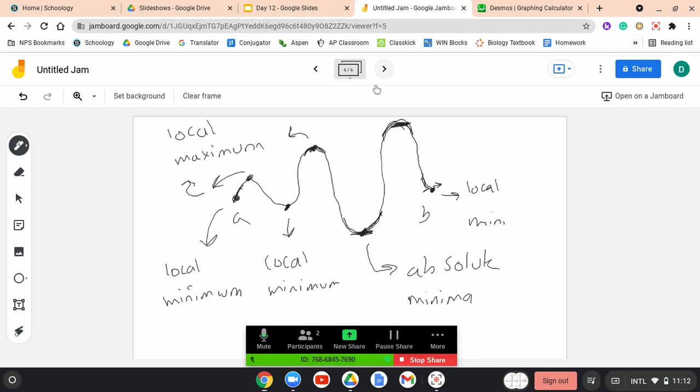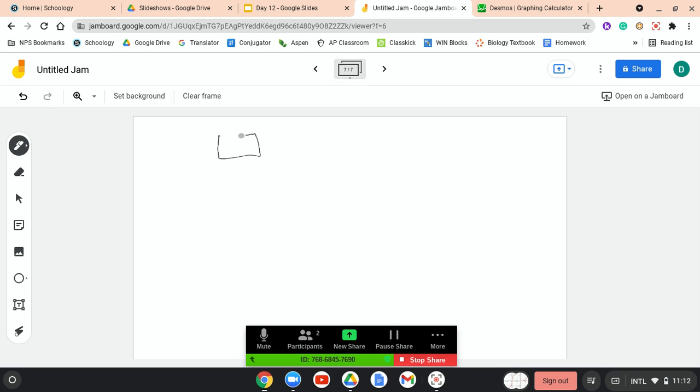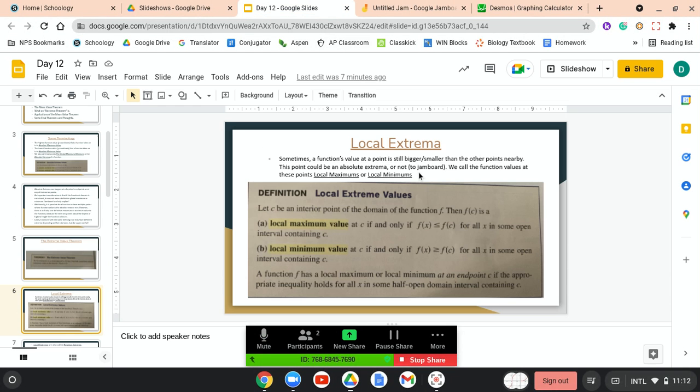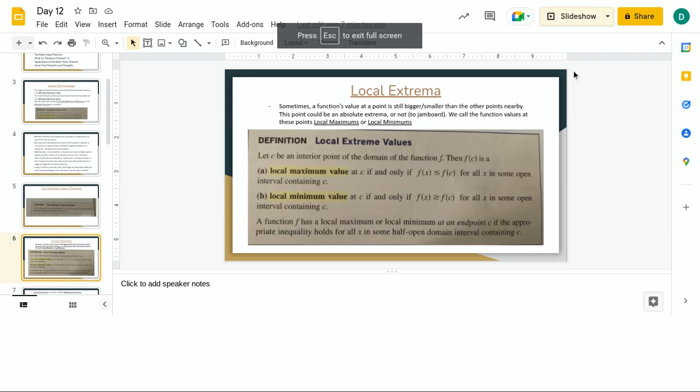It's kind of like saying a square is a rectangle. But a rectangle is not a square, right? An absolute maximum is a local maximum, but a local maximum is not always an absolute maximum. And we cool with that? Yeah, I'm totally good with that.